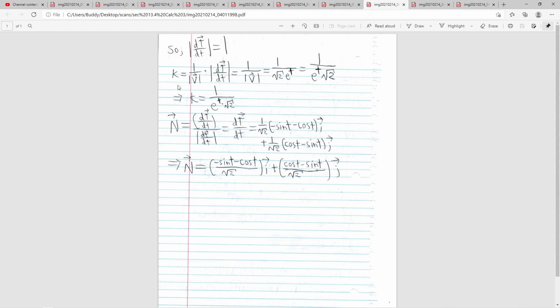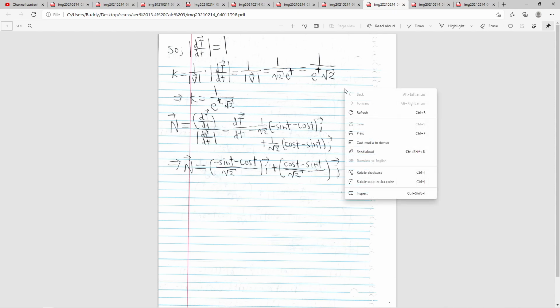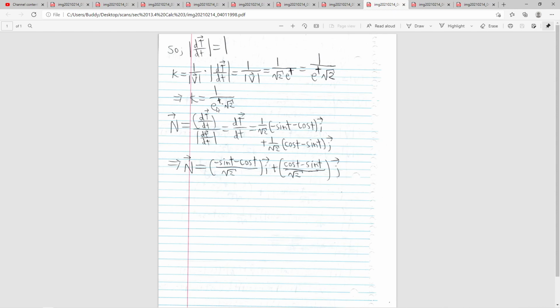So curvature is just 1 divided by the magnitude of v, basically. This thing is equal to 1. So it's 1 divided by square root of 2 e to the t, or 1 divided by e to the t square root of 2, whichever order is technically correct. Both of them are correct. And then it's just equal to basically dT, because that's 1, it's divided by 1.